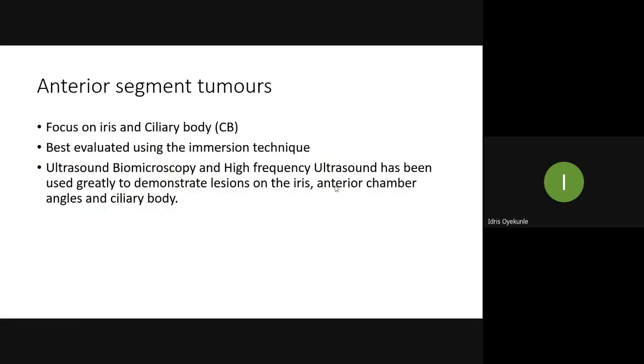So the anterior segment tumors are also important parts we can examine using the B-scan. It helps us to focus on the iris and the ciliary body, and it's best evaluated using the immersion technique. So when you're evaluating for anterior segment tumors, you don't use the contact technique.